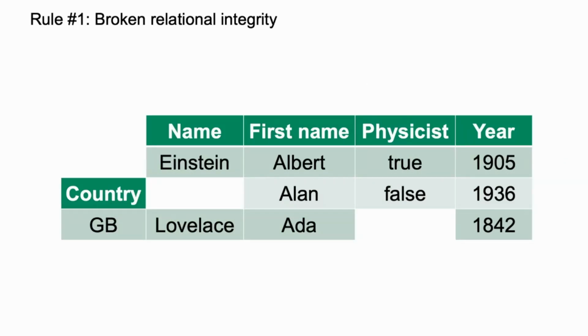If you think about it this way, then you would say that in the presence of a null, technically relational integrity is broken because you have missing values, if you consider that null is a missing value. That is the first interpretation of nulls.